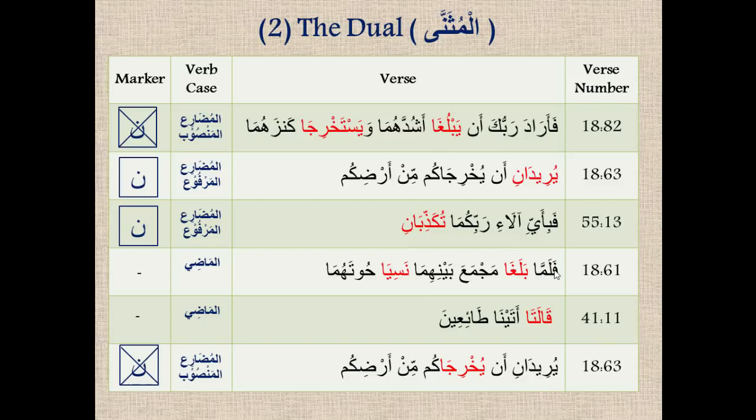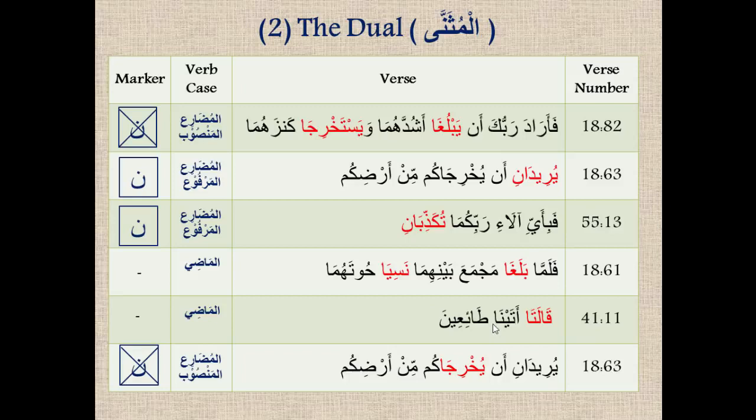Next example, فَلَمَّا بَلَغَا مَجْمَعَ بَيْنِهِمَا نَسِيَا حُوتَهُمَا. So here we have two instances of al-muthanna in the past tense. We have بَلَغَا and نَسِيَا. These are conjugated for huma in the masculine form, and these are in the madi, so we don't have a marker because the madi is mabni, it's fixed.